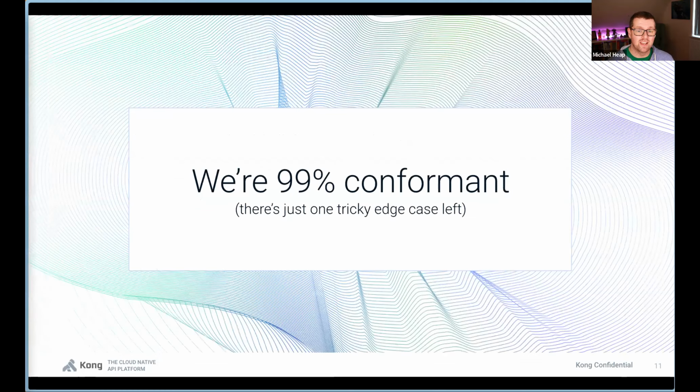KIC 2.9 is 99% conformant with the Gateway API latest beta. There's just one tricky edge case left, which is what happens when two routes conflict. The Gateway API spec says that we should fall back to alphabetical ordering, and we don't support that today, but that's the only thing we're missing. And you've got to be pretty unlucky if you're hitting an edge case where you rely on routes being ordered alphabetically, and that's way down the list of criteria that decides how to route.